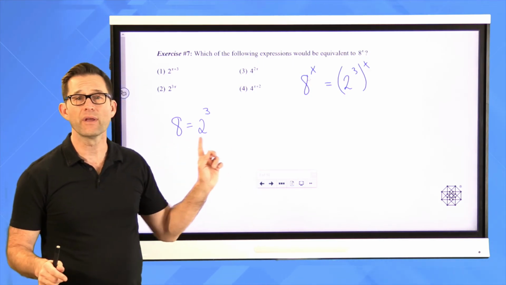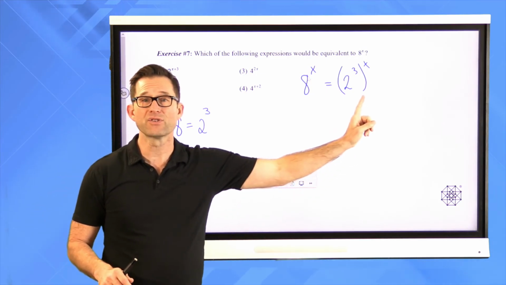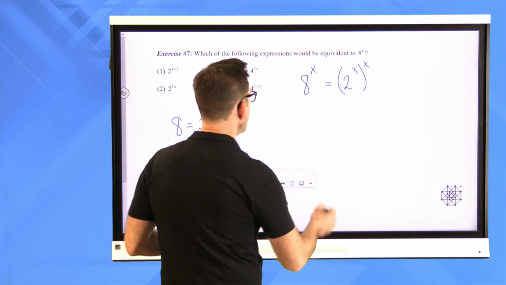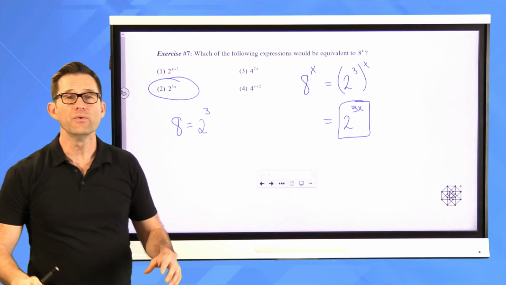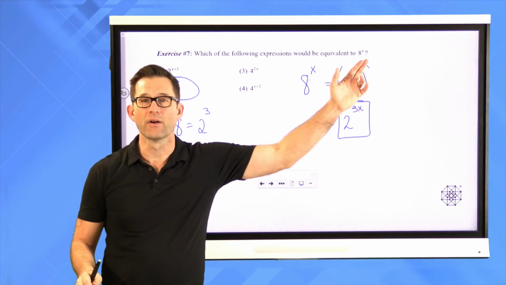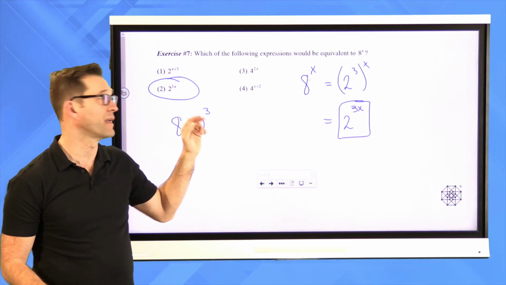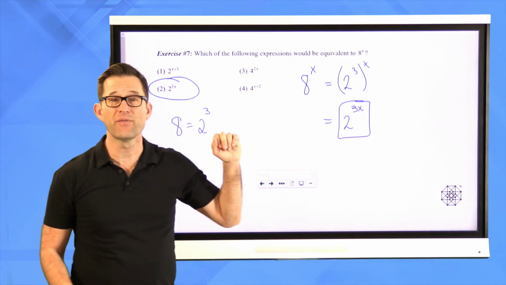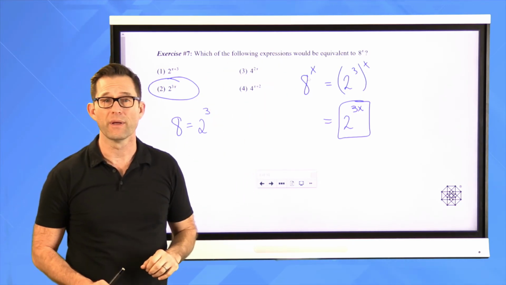Any two things that are equal can always substitute for one another, but now I've got something raised to an exponent raised to another exponent, so this is the same as 2 to the 3x. Choice 2. Literally, you take any number, take the number 5, plug it in here, figure out what 8 to the 5th is, plug it in here, figure out what, I guess it would be 2 to the 15th is, and they're going to be the same number. Try it in any of the other ones, and they won't be.